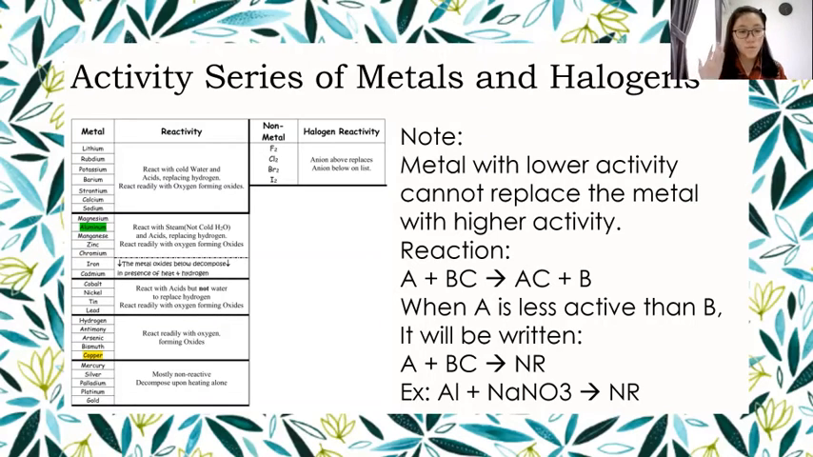And the second group is from magnesium until cadmium. They can react readily with steam and acid replacing hydrogen, and react readily with oxygen forming oxide. The third group is from cobalt to lead, and they react readily with acids but not water to replace hydrogen, and they react readily with oxygen forming oxide. And the fourth group is hydrogen until copper. They react readily with oxygen forming oxide. And for the last group, mercury until gold, they are mostly non-reactive, so they decompose based on heating alone.